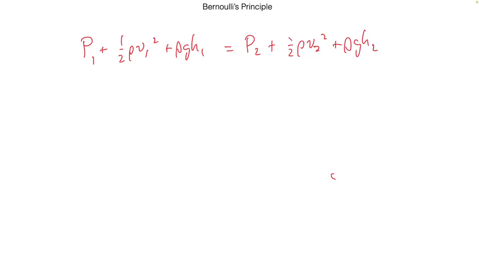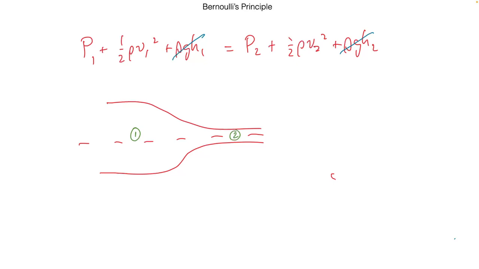All right, so we take any pipe, and it changes its size, but we keep the elevation the same so that we don't have to worry about changes in the pressure due to the height. Then we'll call this side one and this side two. What's going to happen to the fluid when it gets into the narrower channel? It speeds up, right? We know that from the equation of continuity. All right, so it speeds up.